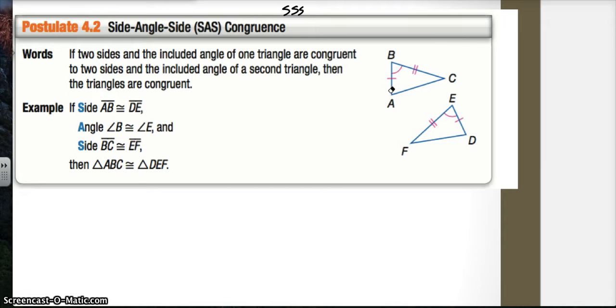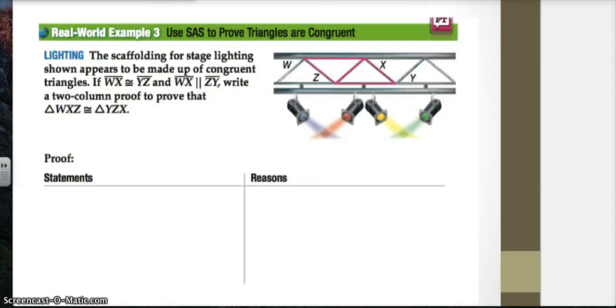So you can prove two triangles congruent by proving that the side, angle, and side are congruent, once those two sides have as an included angle the angle that we're talking about, the angle of congruence. If that's the case, then you've got two congruent triangles. Here we have an example where we're going to use the SAS to prove triangles are congruent. The scaffolding for a stage lighting show appears to be made of congruent triangles. So the information that we're given is that WX is congruent to YZ.